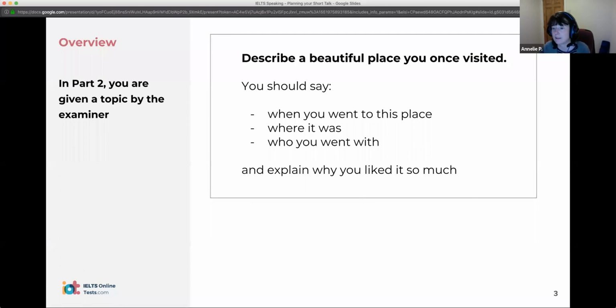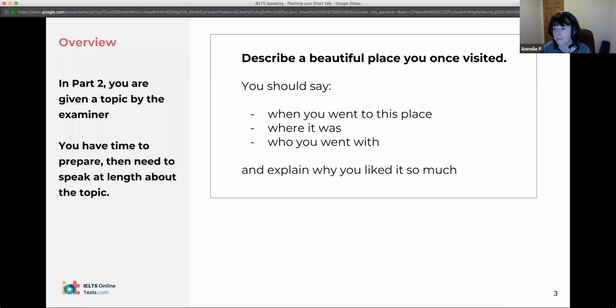You are given a task card by the examiner, and it has on it one topic. You have some time to prepare, and then you have to speak for 2 minutes. There are no interruptions, there are no questions, you are speaking completely for that time. Part 2 is also called the long turn. That's what we call it as examiners.